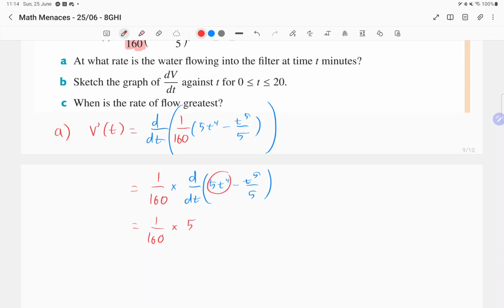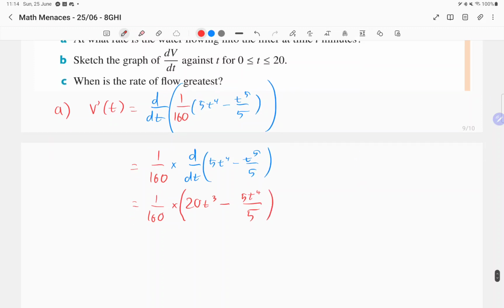The 5 in 5t power 4 is the same, and then I derive t power 4. Well, you guys did this one before, so 4 times it down will be 20t power 3. And then minus, and note that you have to put it into brackets here. Then t power 5, just bring the power down, which is 5t power 4 over 5. And that's it. So you just ignore the 5 at the bottom? Yes, because it's just 5.